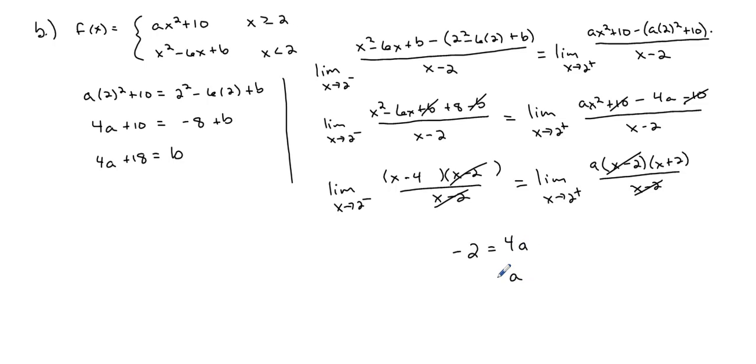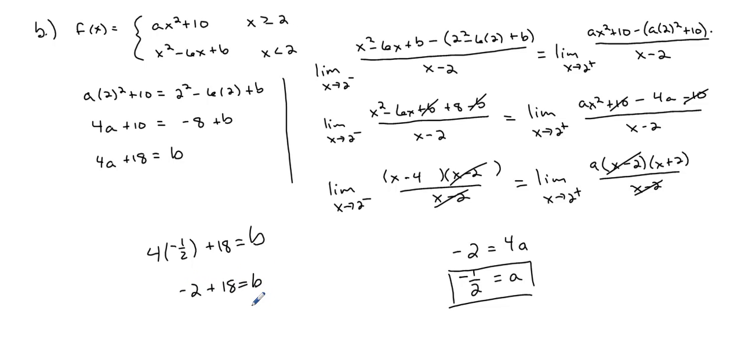And then what does a equal then? Well, that's kind of convenient. We have a function solved for b already. Negative half times 4, was that negative 2? And therefore b equals 16. Okay, how we feel about that? All right, not too bad.